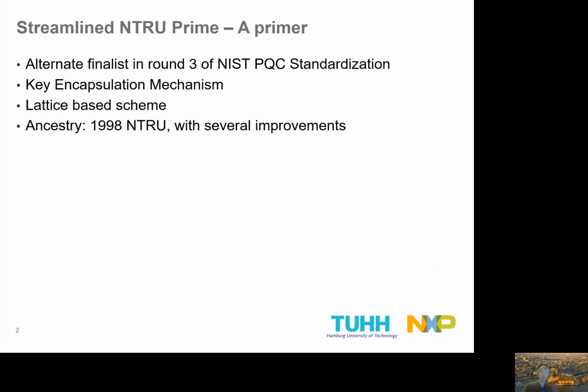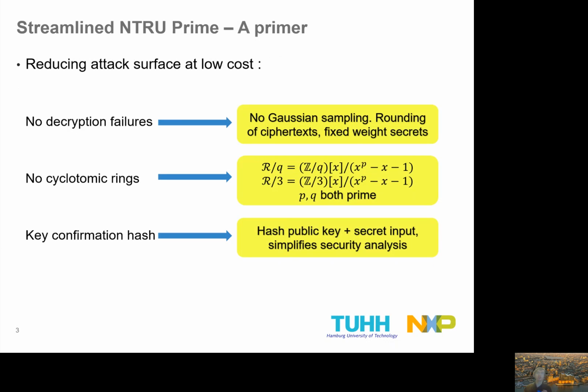What is Streamlined NTRU Prime? Streamlined NTRU Prime is one of the alternate finalists of round 3 of the NIST post-quantum cryptography standardization process. It is a lattice-based key encapsulation mechanism, and it has its ancestry in the original NTRU scheme from 1998. However, there are several improvements, and these improvements are all about reducing the attack surface at low cost.